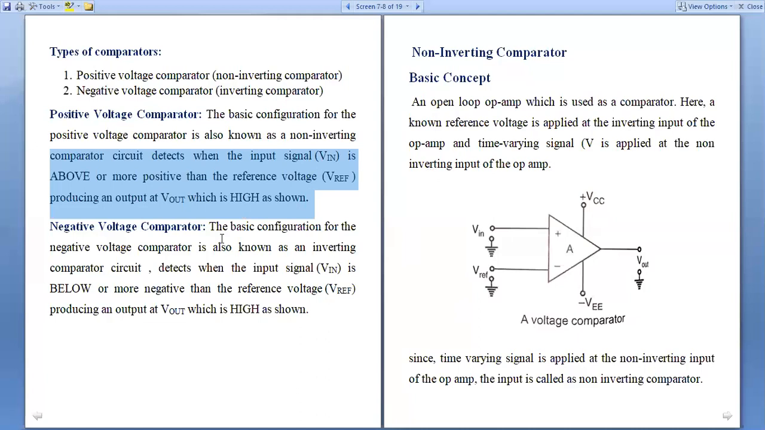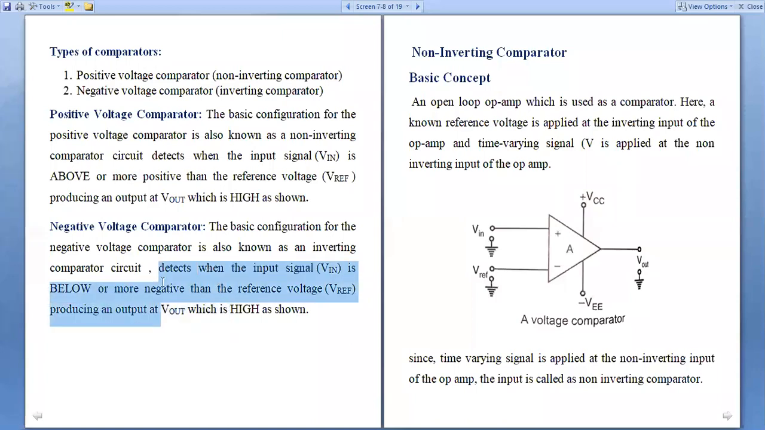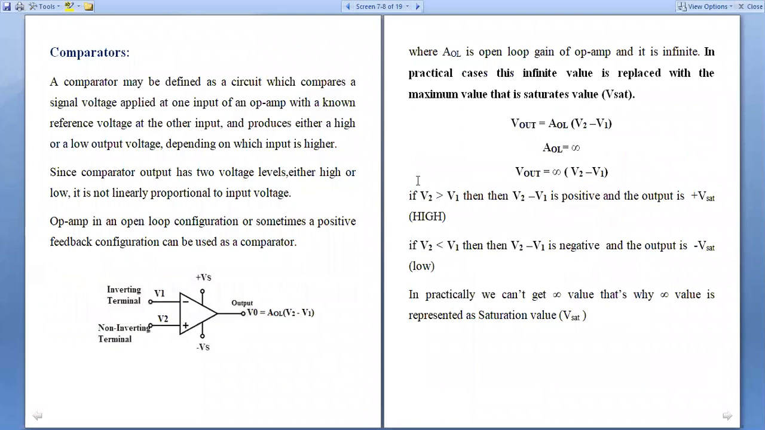Okay, negative voltage comparator in the sense the input voltage is connected to the negative terminal of the operational amplifier, that is the inverting terminal. The input signal is connected to the negative terminal, and the positive terminal is connected to the reference terminal. At that condition the output voltage is represented as negative, that is represented as low. Sorry, it is not high, it is low.